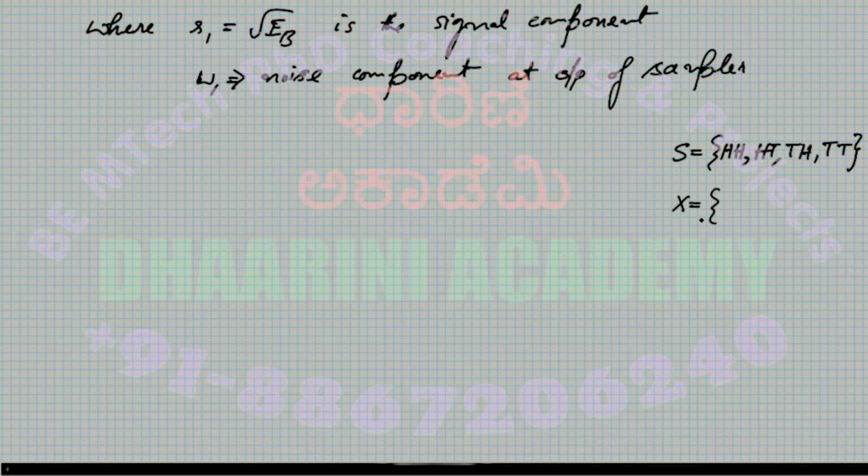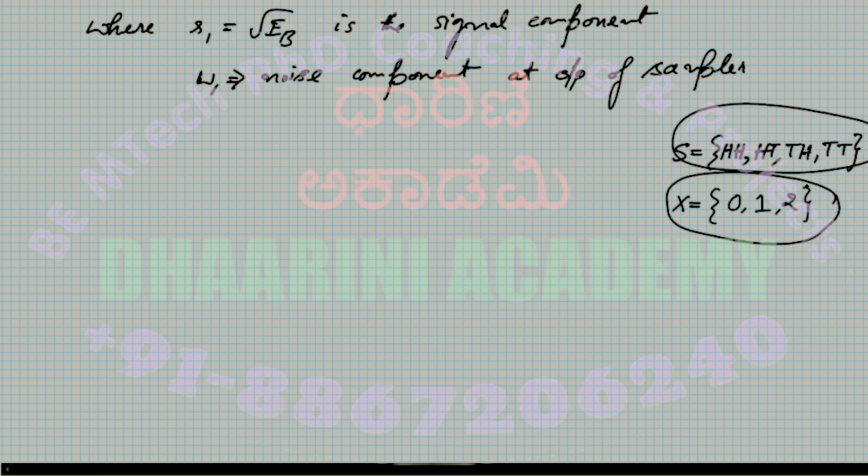So what are the possible answers? I want to count the possible number of heads that come whenever you toss a coin two times. When you get TT, there are no heads. When you get HT or TH, that means one. When you get HH, you have two. Now you see this result is getting converted into a random variable.